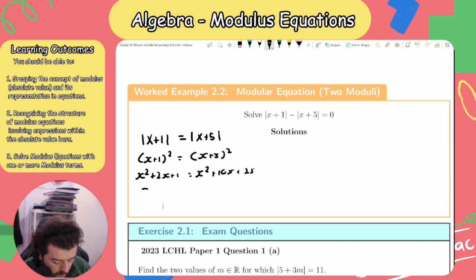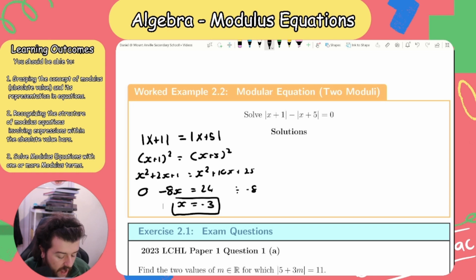So bring everything over to one side. x squared minus x squared is 0. 2x minus 10x is minus 8x. And then bring the 1 over here. 25 minus 1 is going to be equal to 24. Divide both sides by minus 8. x is going to equal minus 3.